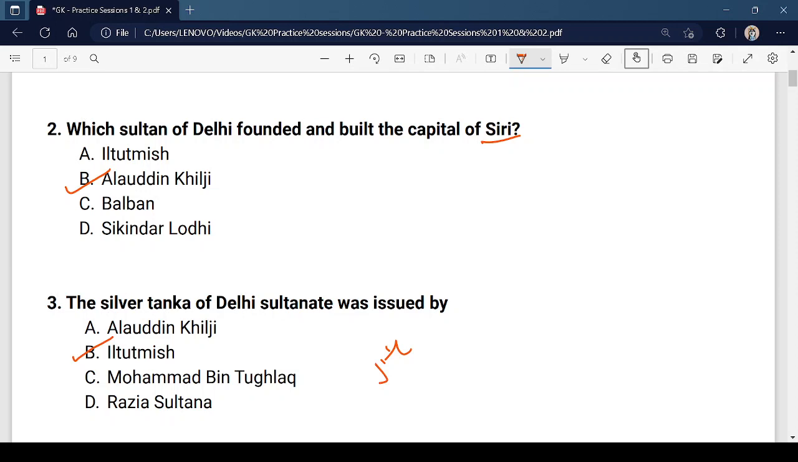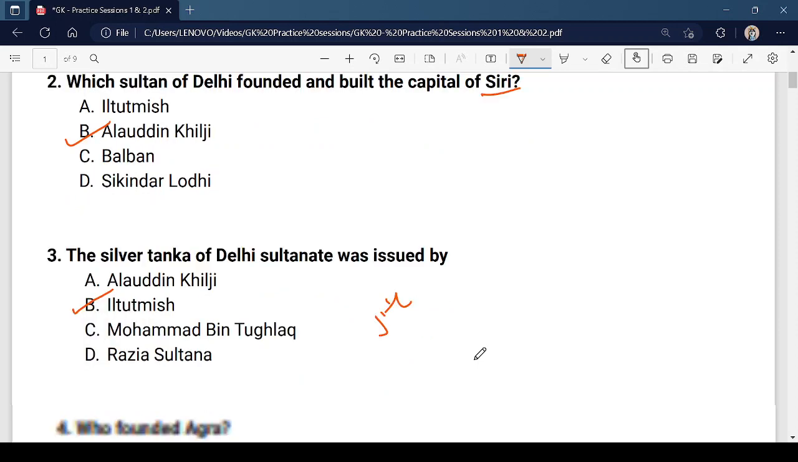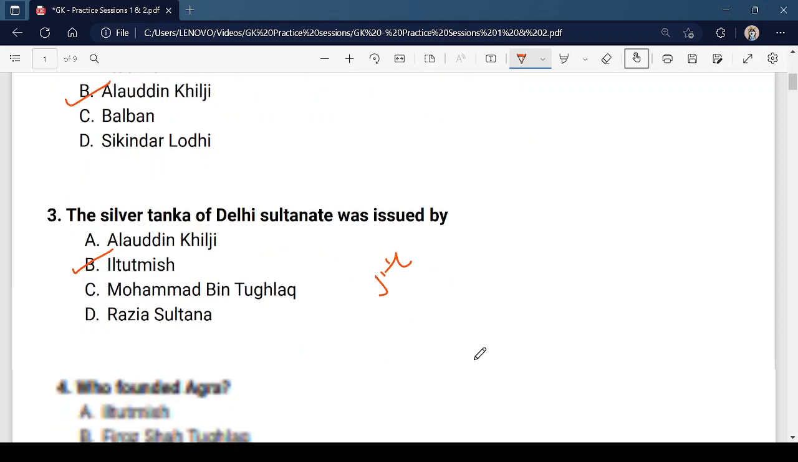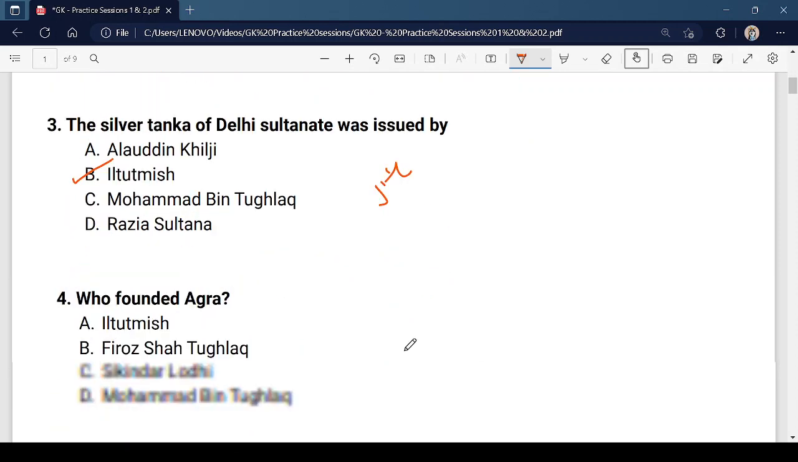And when it comes to gold coins, you can remember they were first issued by the Indo-Greeks in India, around 270 BC, that is before Christ. Next, who founded Agra?